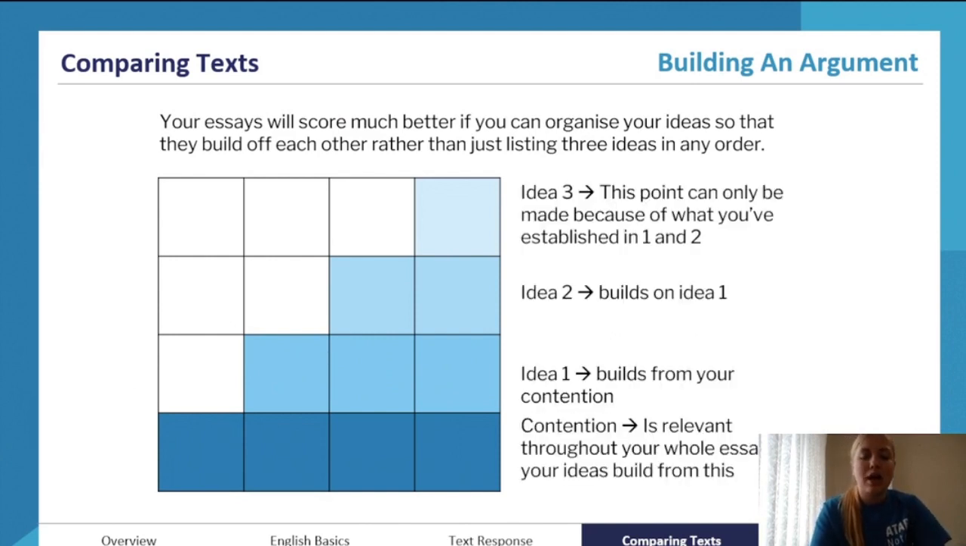Another way to conceptualize how you want to build your arguments is organizing your ideas so that they build off each other, like those little paragraph summaries of each topic sentence that I gave you and how you could structure. This is a similar way. It's just saying the same thing, so don't stress about it. Idea one is your simple argument, your main perspective, just building directly from your contention. Idea two builds on idea one and argues with idea one and presents something more nuanced. And idea three is your most complex argument, often your counter argument, the point that can only be made because of what you've already established in one and two.